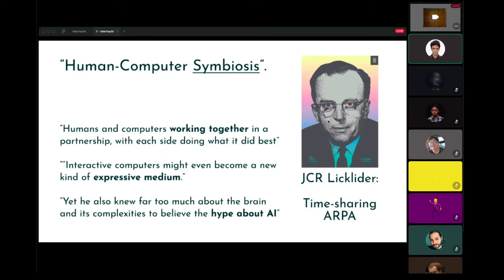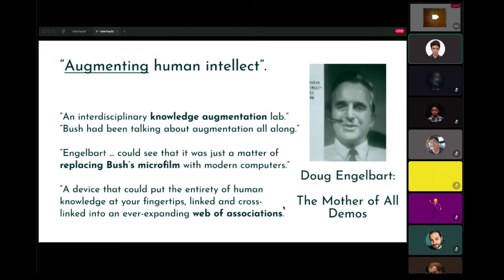Another person that was really influential in the development of interactive computing and the internet was Licklider. His vision was around human-computer symbiosis, and he was focused on helping humans and computers work together. He believed that computers were more of an expressive medium, and he didn't believe that hype about AI. This happened like 50 years ago, and at the time, people believed that AI was like 20 or 30 years away, and it seems to be the case still now. So I mentioned this thing about AI because this acronym, in my opinion, also holds for what Doug Engelbart called augmenting human intellect.